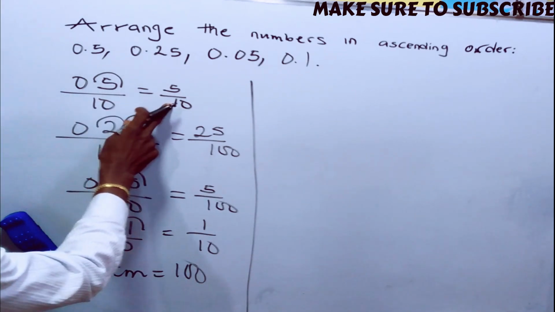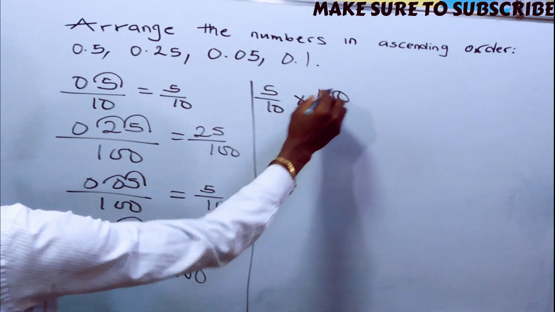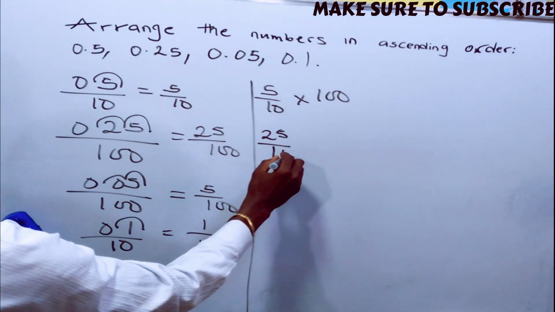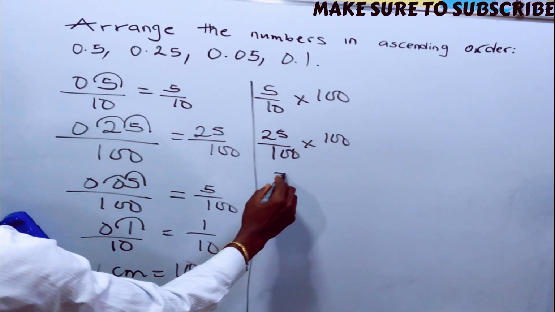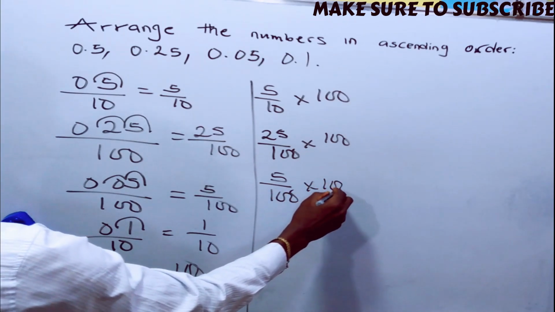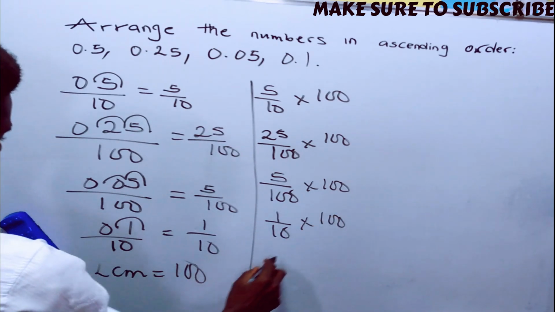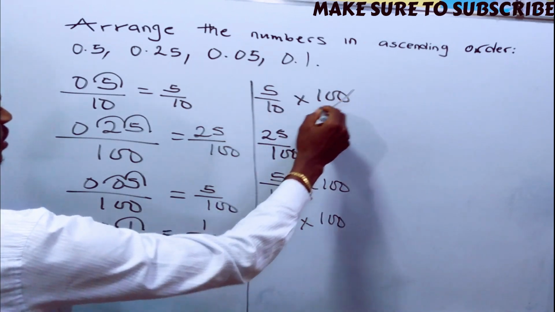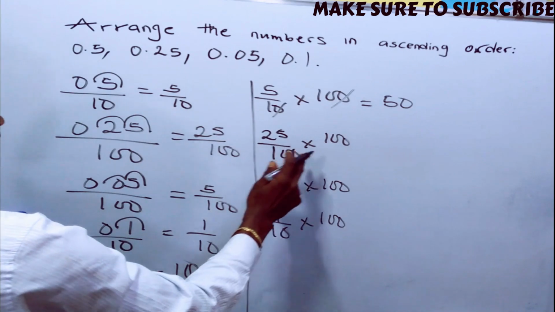So, let's pick the first value, which is 5 over 10 times 100. 25 over 100 times 100. 5 over 100 times 100. 1 over 10 times 100, and that's all. So 5 over 10 times 100, 0 cancels 0. We are left with 5 times 10, which is 50.